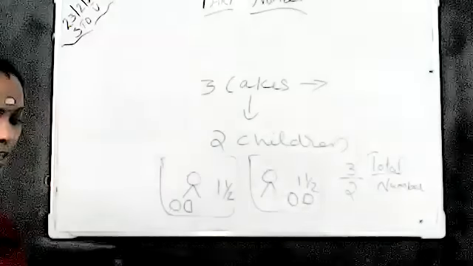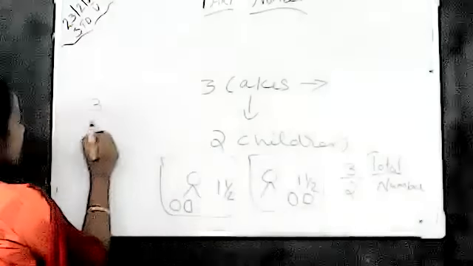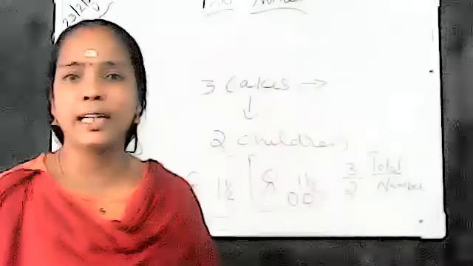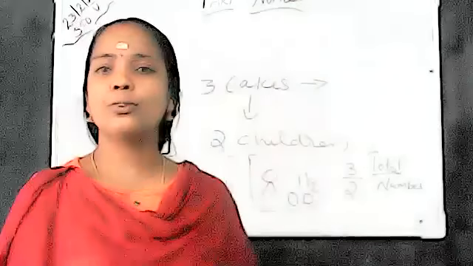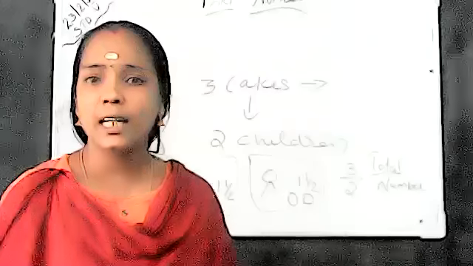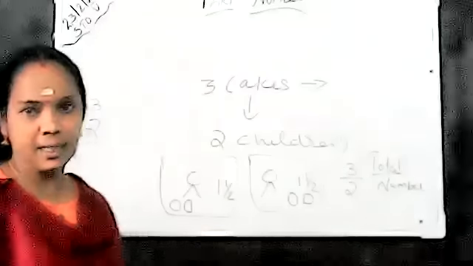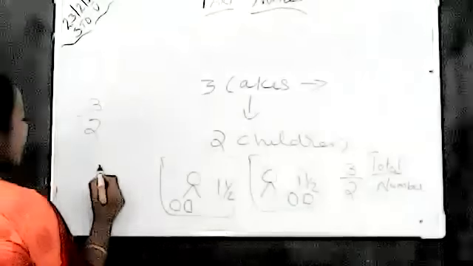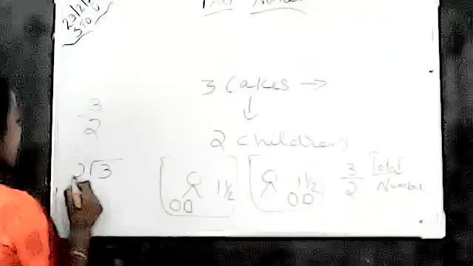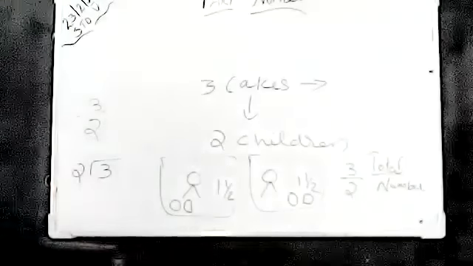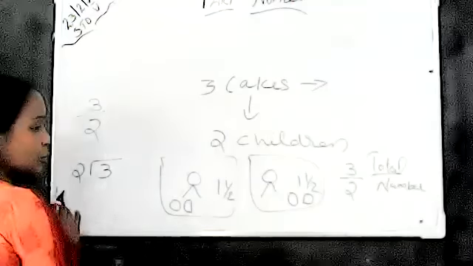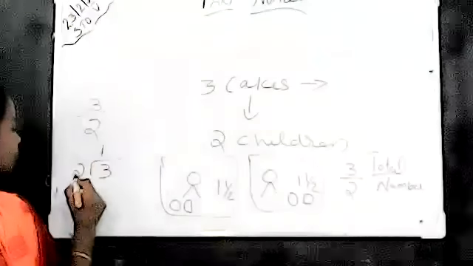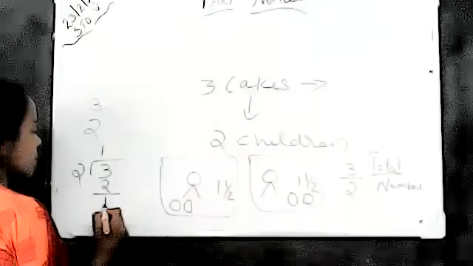Which type of fraction is 3 by 2? The numerator is bigger, so it is an improper fraction. How can we convert it? I divide 3 cakes among 2 children. How many times does 2 go into 3? One time. 1 into 2 is 2, balance 1.